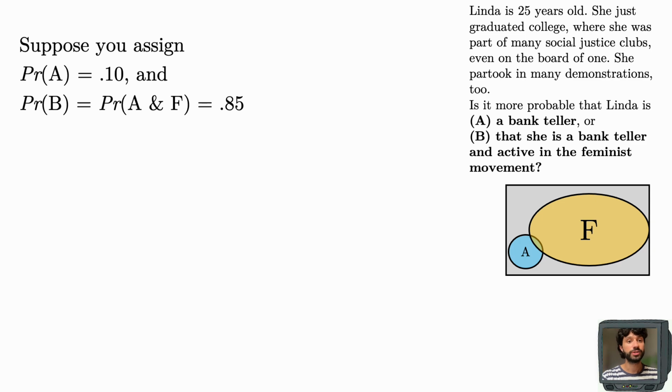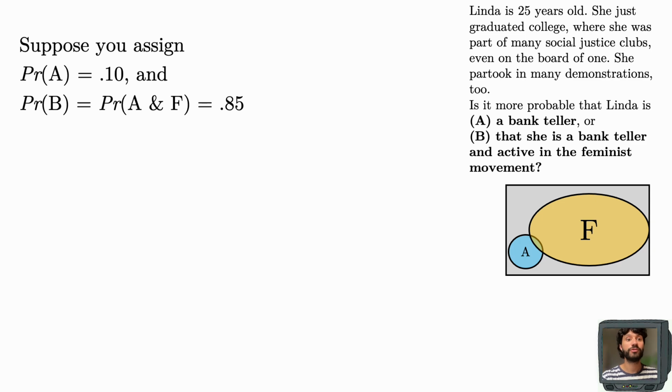And suppose that you assign to B, which is the probability that she is a bank teller and active in the feminist movement, A and F, probability 0.85. So you believe with little likelihood that she's a bank teller, but you believe pretty strongly that she might be a bank teller and a feminist.